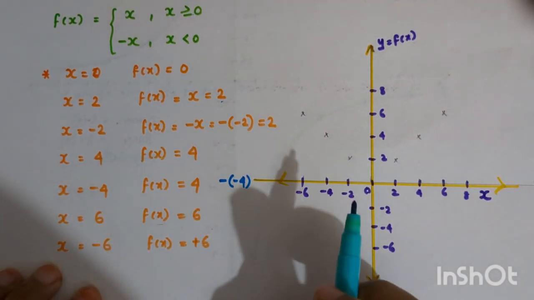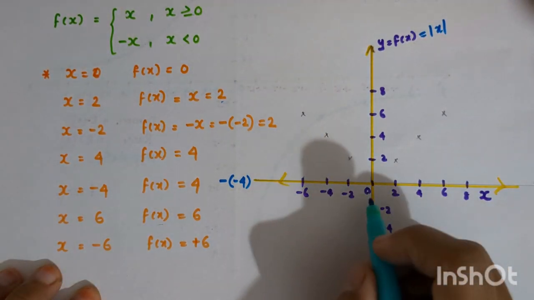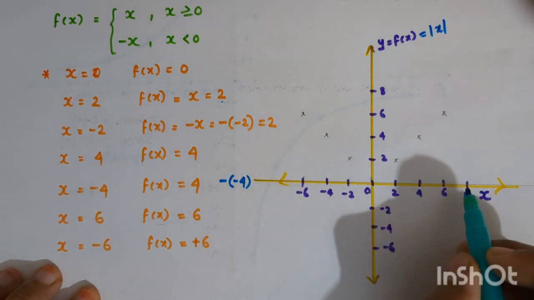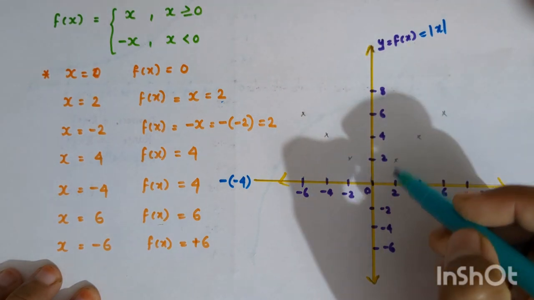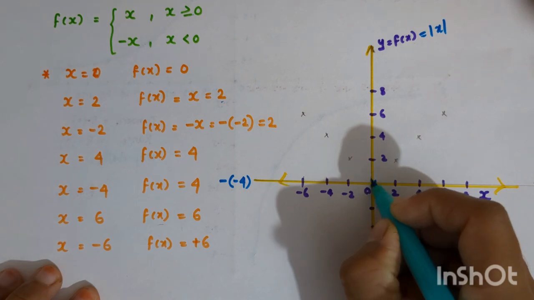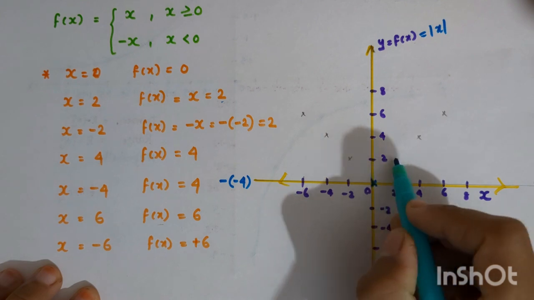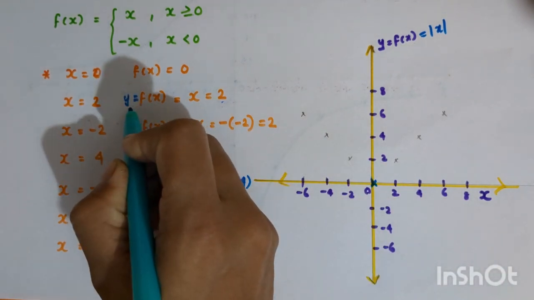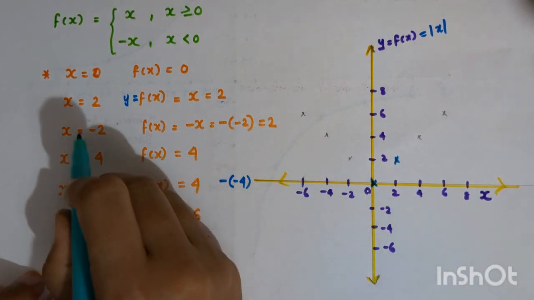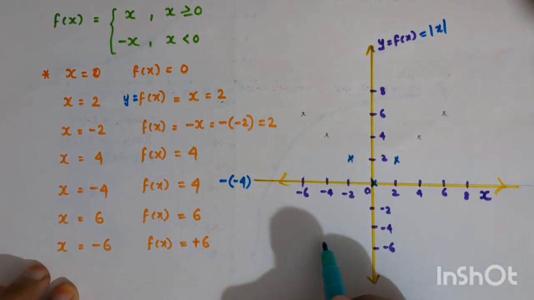Now, let us see the graph for the modulus function f of x equals mod x. Here, along the horizontal axis, we have the x values. Along the vertical axis, we have the y values, which are the f of x values. When x is equal to 0, f of x is 0, so we get the point (0, 0). When x is equal to 2, f of x is 2, so the y value is 2, and we get the point (2, 2). When x is equal to minus 2, f of x is 2, so we get the point (minus 2, 2).